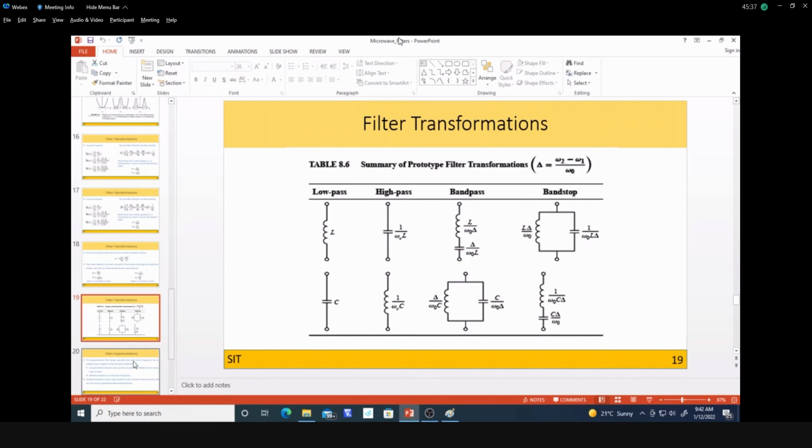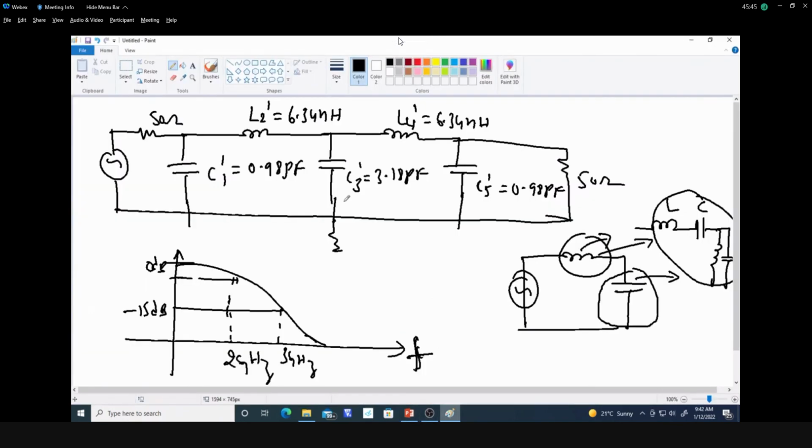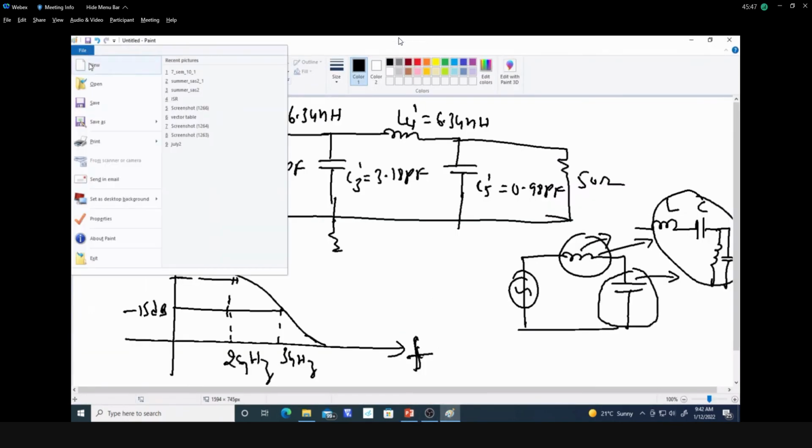Okay, so now you can see another example to find out the band pass transformation. That is, we're going to see how a band pass filter can be designed from the low pass prototype.